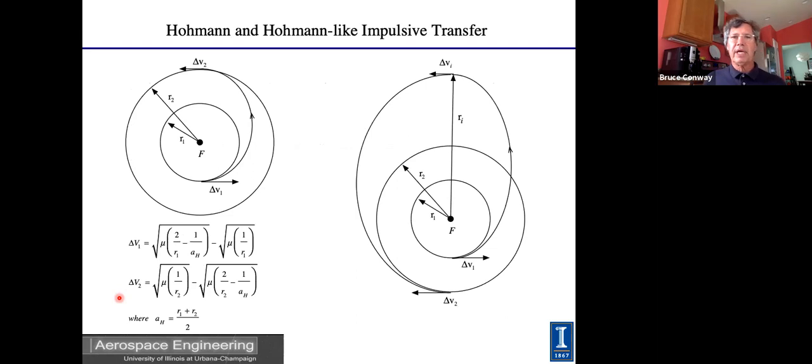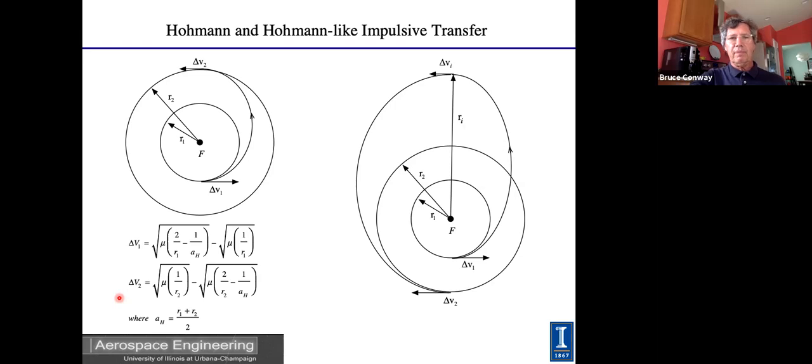So here's the simplest case. And many of you have probably seen this in elementary physics, or maybe you've taken an orbital mechanics course. Hohmann transfer. Why is that relevant? Well, it's relevant because most of the planets that we go to are in nearly circular orbits, Mars being a bit of an exception.